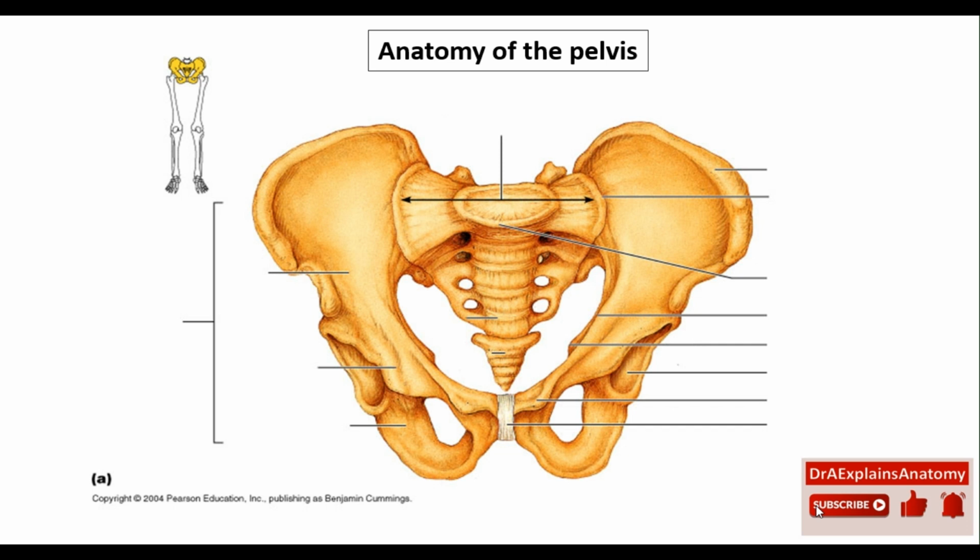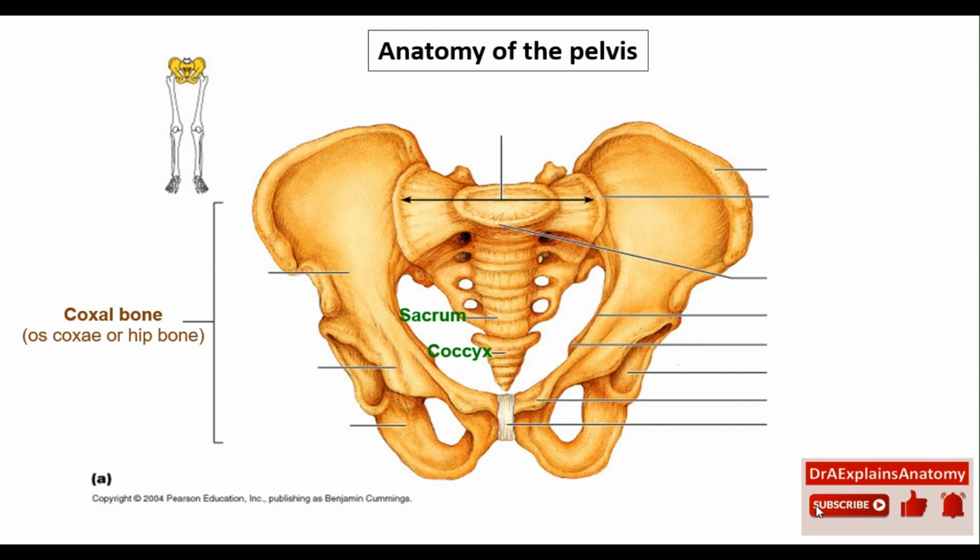Hello everyone, let's label together the blank figures of the pelvis and the hip bone. This is the sacrum. The sacrum is the posterior part of the pelvis. Inferior to it, we have the coccyx.